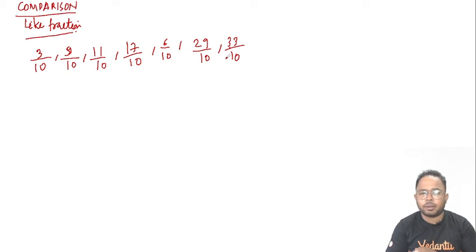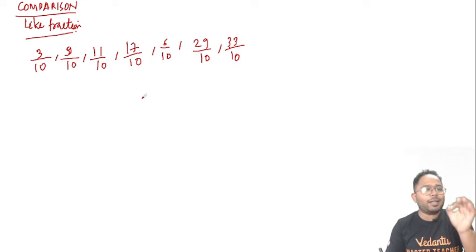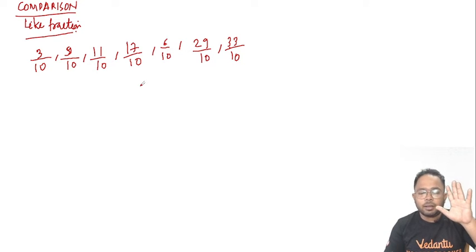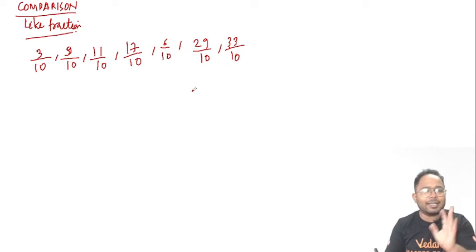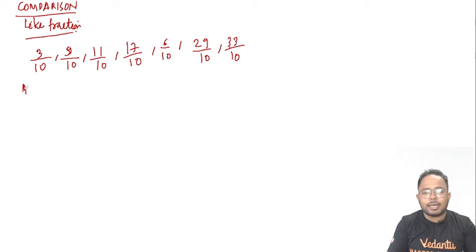will be the smallest. Let me repeat again. If we have like fractions, meaning the denominators are the same, then the numerator with the highest value becomes the biggest fraction compared to all. So here if we write in the ascending order or the descending order, ascending means small to big, descending means big to small.